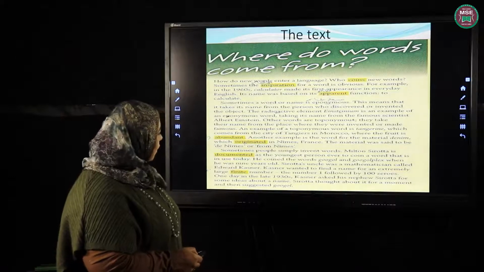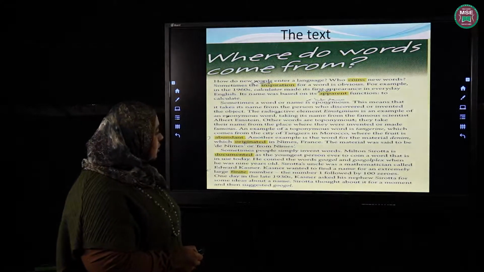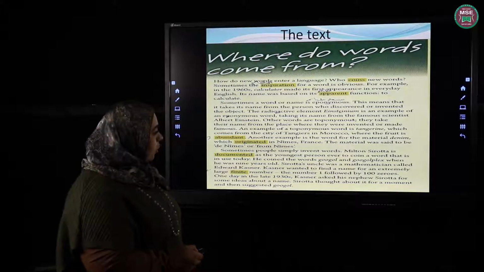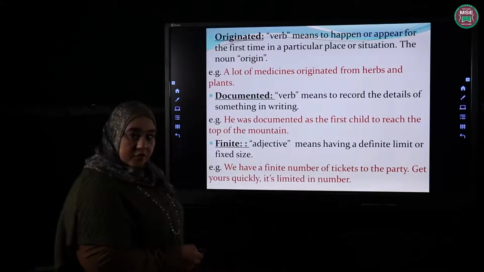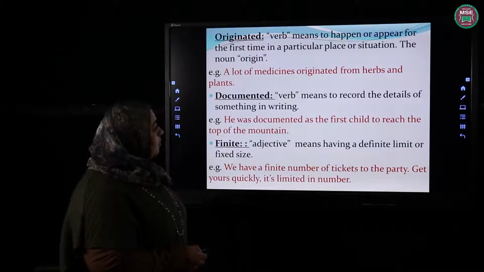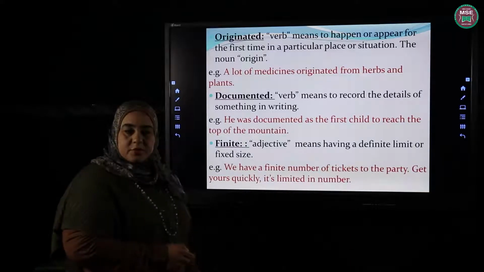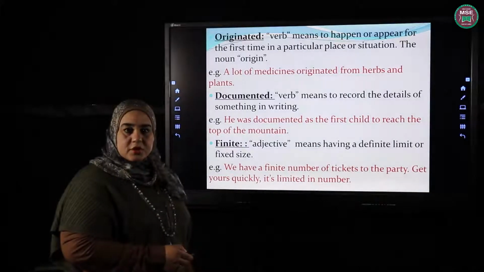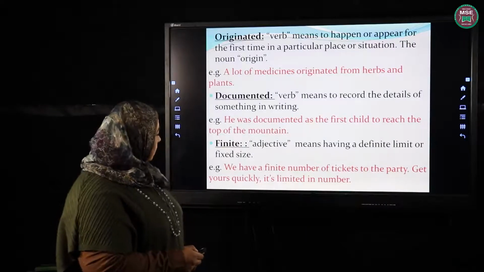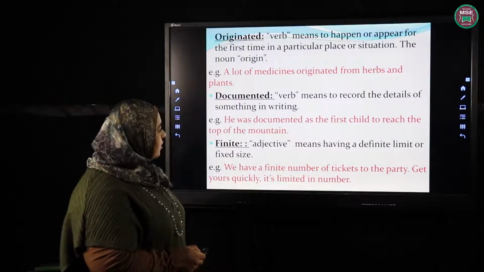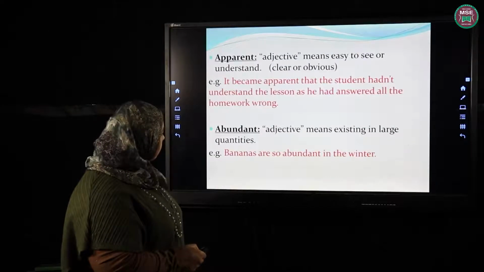Then we have the word documented. Is documented as the youngest person ever to coin a word. Documented is a verb, means to record the details of something in writing, to record something by the name of a person. It's coming from the word document, something very important. He was documented as the first child to reach the top of the mountain.